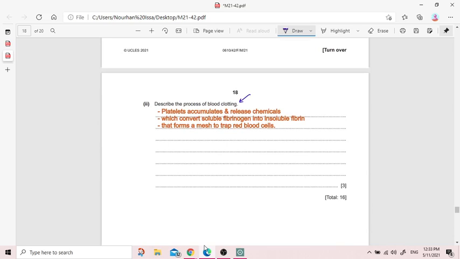Describe the process of blood clotting. Easy questions. The platelets accumulate and release chemicals. These chemicals convert the soluble fibrinogen into insoluble fibrin. The insoluble fibrin is like threads. It forms a mesh to trap red blood cells inside, and this forms the blood clot.